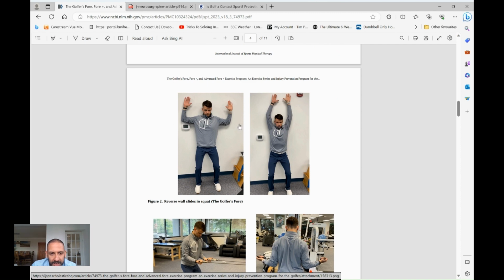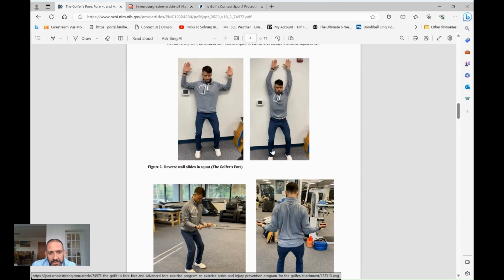Also improving exercises here, reverse wall slides in squat, sliding your arms up and down like so to improve your shoulder flexibility is really important. That gives the spine a little bit of room to breathe during rotation.